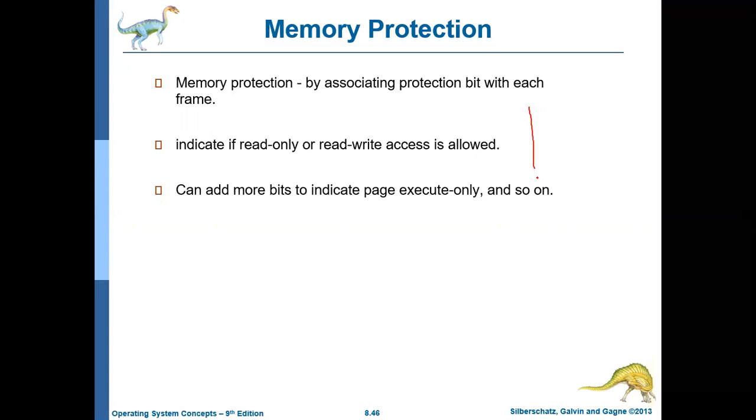We know that the page table contains the respective frame number of the particular page. The page table index is nothing but the page number. So page 0 may refer to frame 5, page 1 may refer to frame 15, page 2 may refer to frame 9, all these things.